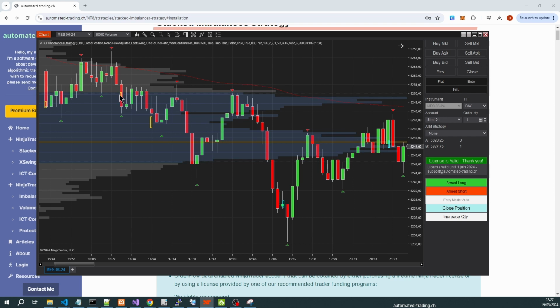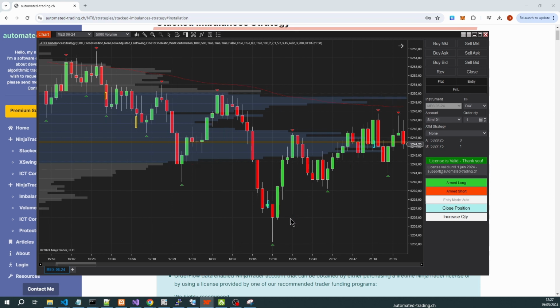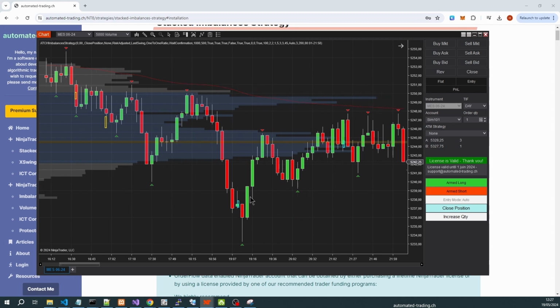This may mean that there is aggressive activity here to sell and to push the price lower. So if you notice here we have stacked sell imbalances that have driven the price lower, and here you have a buy stacked imbalance that eventually pushed the price higher. So it doesn't work every time.